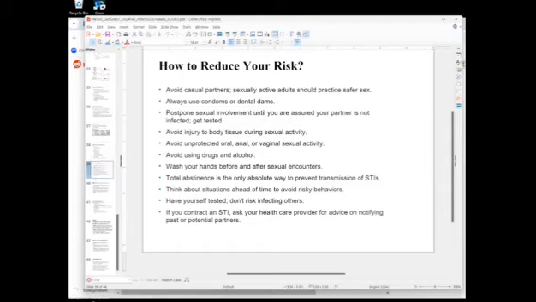How do you avoid your risk? Well, use a condom. That's really it. That's pretty much it. And then avoid things that will cause you to make poor choices, such as not using a condom.